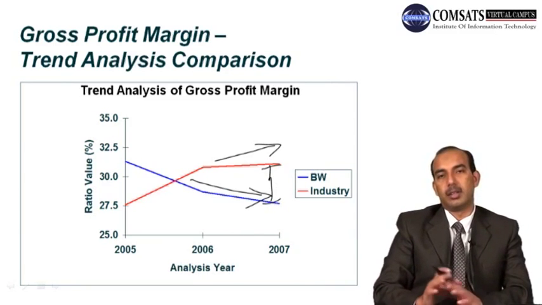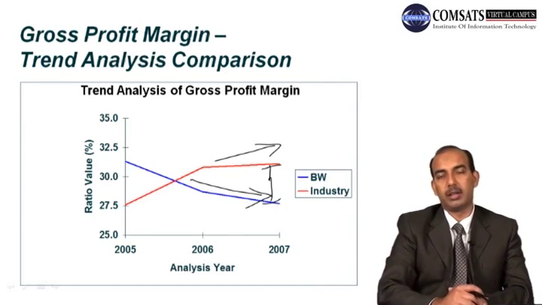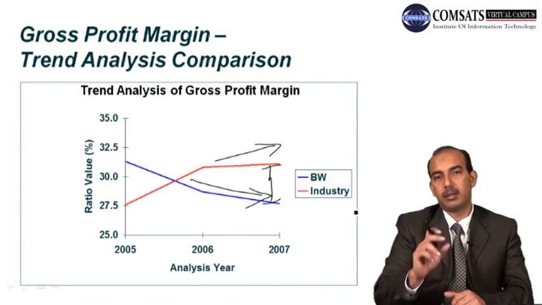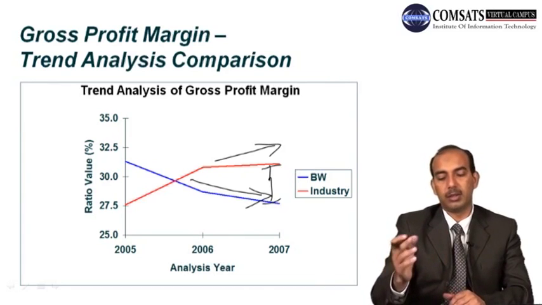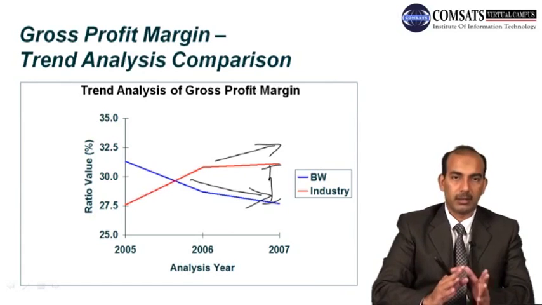So the first sign was that basket vendor's gross profit margin itself is reducing, it is decreasing downward. And then the second sign is that the industry's gross profit margin is increasing. So these are the two worrying signs the company should be tackling.